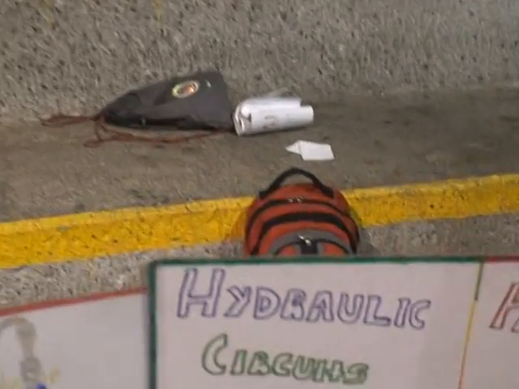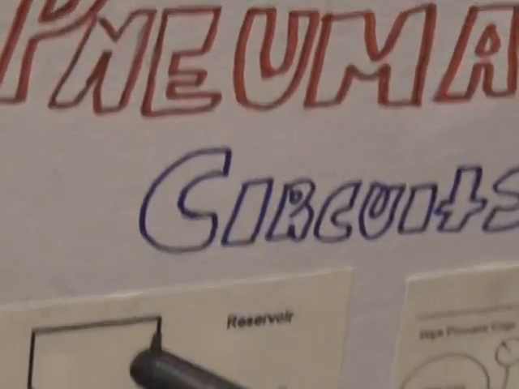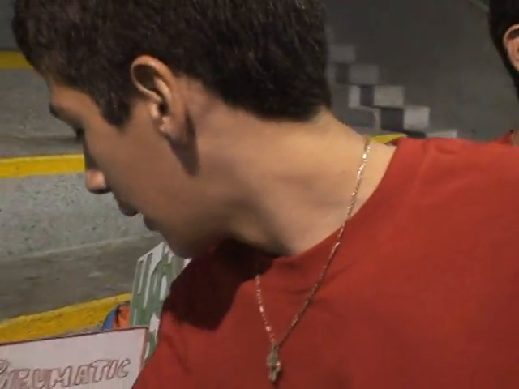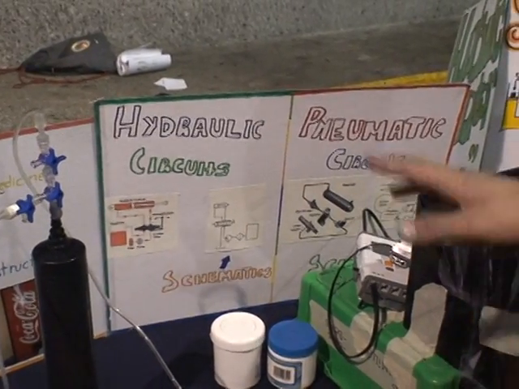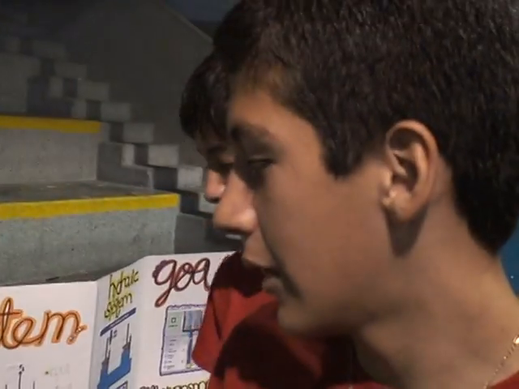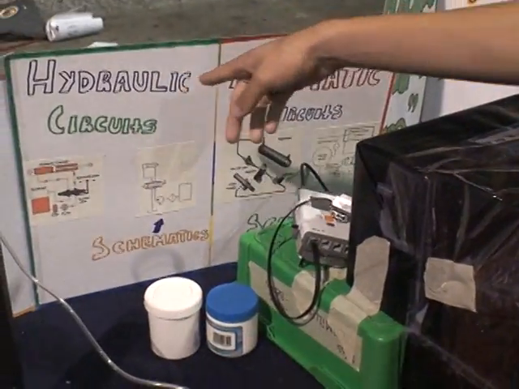The hydraulic circuit consists of a hydraulic cylinder, a receiver, a filter, a pump, and a control valve. The hydraulic cylinder gives unidirectional force. The receiver is the reservoir that carries the fluids. The filter protects the control valve. The pump is the one that gives the fluid to all the system. And the control valve is the one that regulates the flow of the fluid. Here is a schematic of a hydraulic circuit.